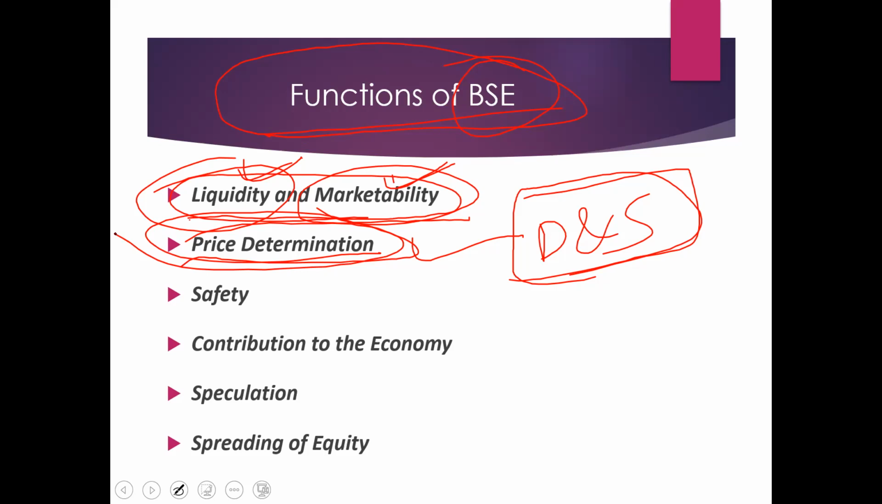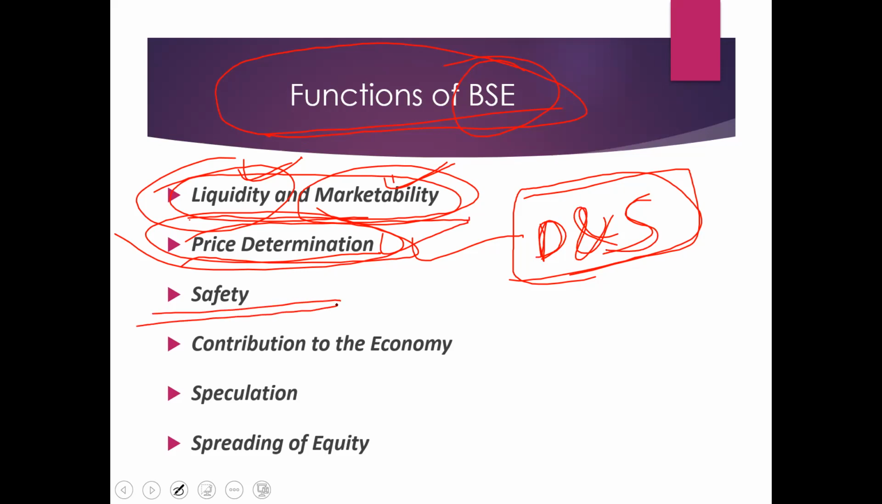Such prices of shares of various companies can be tracked through the index we call the Sensex. Is it clear? Remember, but how are prices decided in BSE? That is through demand and supply factors. Remember. Okay. Third one, safety.